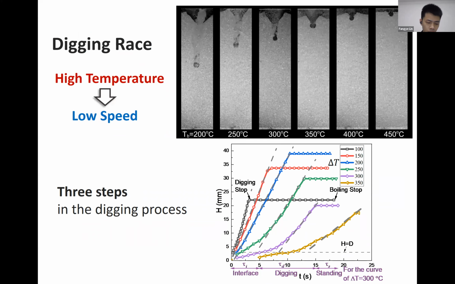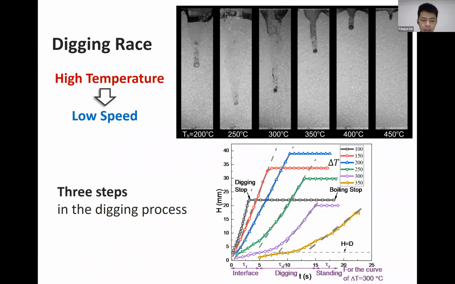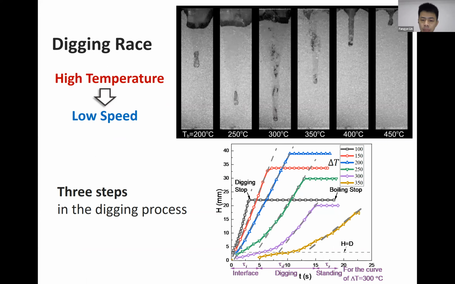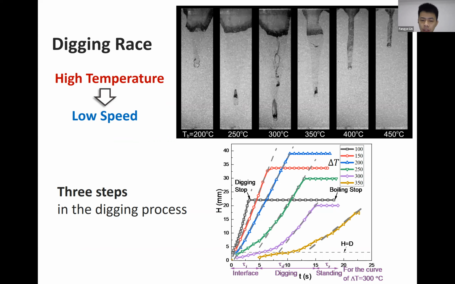Next, let's look at the digging for granular beds over a range of temperatures. Obviously, the droplet is at a higher temperature in a hotter bed, and a higher temperature bed has a lower digging speed, which is surprising. We also plot the drop trajectory versus time, where H is the depth that the droplet has reached. Let's first look at the purple curve.